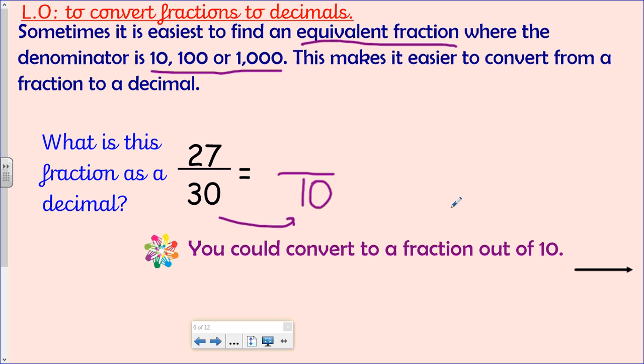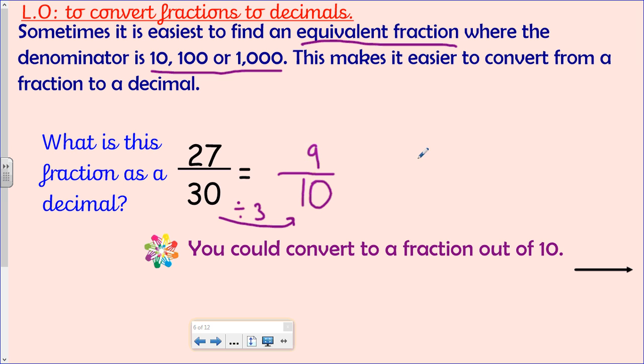Okay, I'm going to go through it now, so make sure you've had a go. So from 30 to get to 10, I am dividing, not doing takeaway, people, we're dividing. I'm dividing by 3. If I've divided the denominator by 3, I need to divide the numerator by 3. So 27 divided by 3 is 9. So 27/30 is equivalent to 9/10.